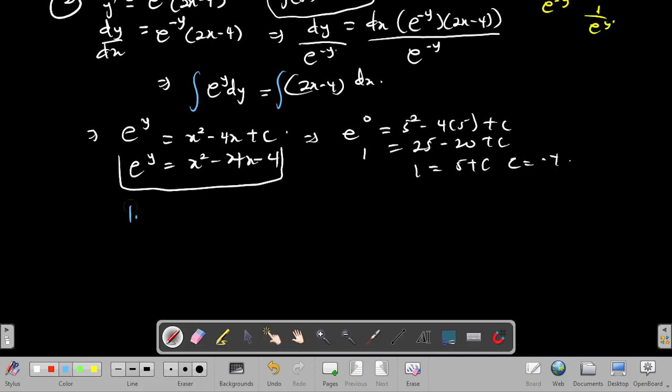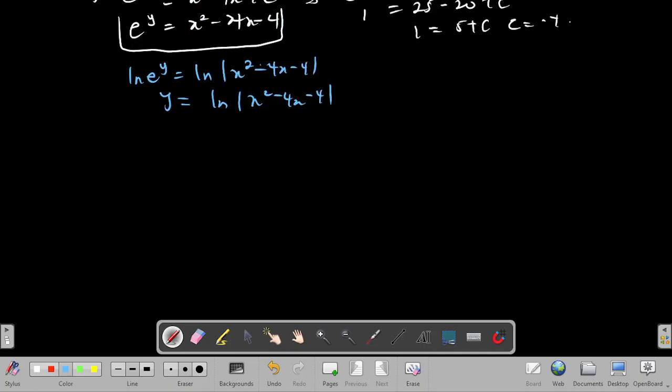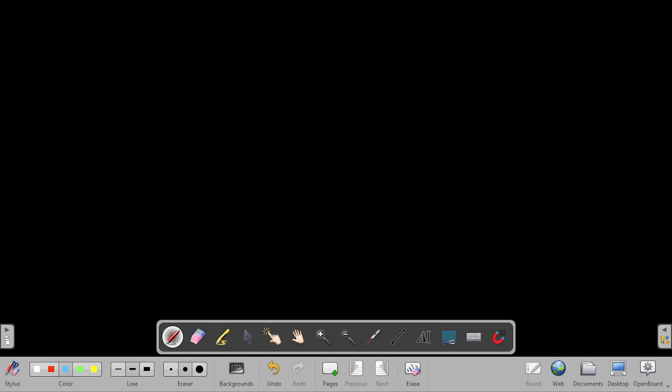So I'm going to have ln e to the power y is equal to ln of the expression x squared minus 4x minus 4, right? This becomes y is equal to ln(x squared minus 4x minus 4), and that is the solution to our differential equation. So this is all about separable differential equations and how to solve a separable differential equation wherever you see it. Okay. Now let's go to the next type of differential equation, which I'm going to take you through.